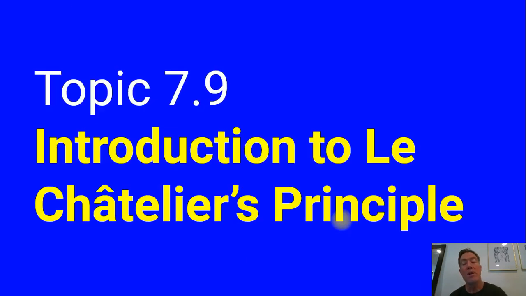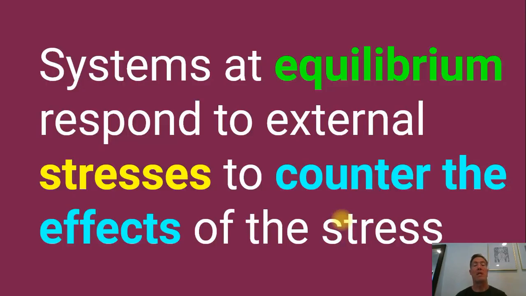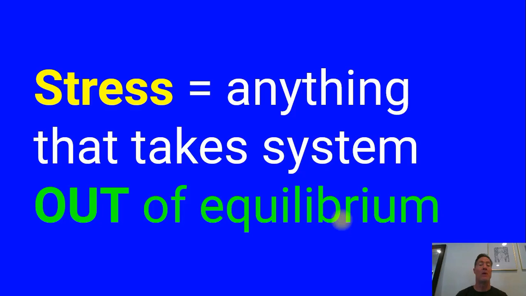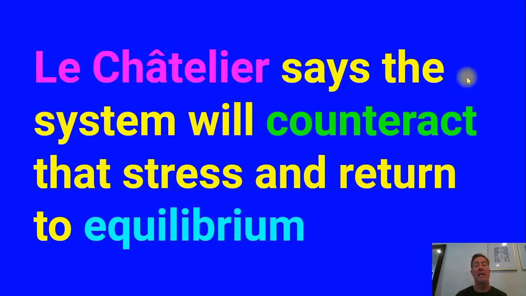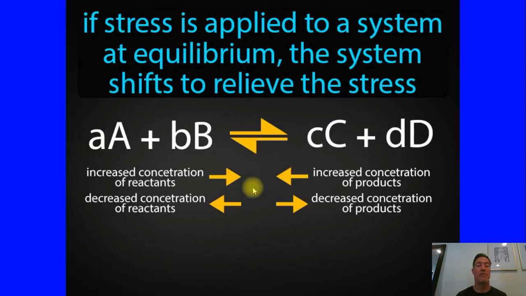Now this takes us to one of the more important topics in this unit, which is called Le Chatelier's principle, which explains what systems at equilibrium do, how they respond to stresses that take them out of equilibrium. And the answer is that they will respond in a way to counteract the stress and try to re-achieve equilibrium. We define stress as anything that takes the system out of equilibrium. And Le Chatelier says that the system will counteract that stress and try to return to equilibrium. So if we apply stress at equilibrium, the system will shift to relieve the stress.